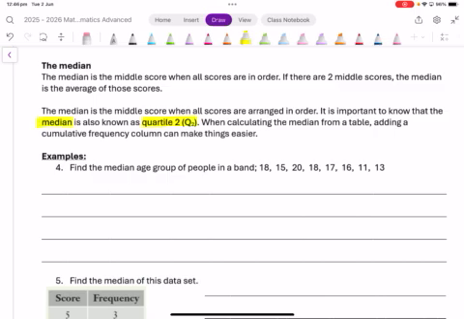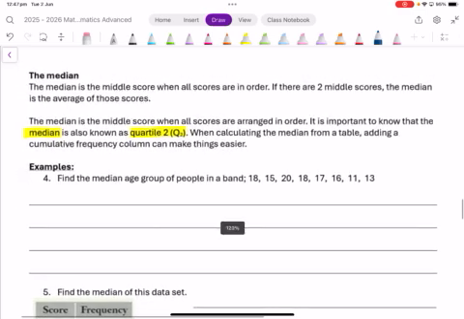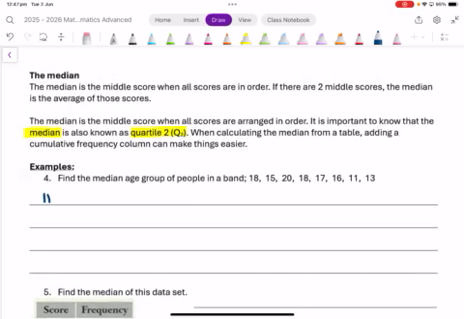When calculating the median from a table, adding the cumulative frequency column can make things easier. So we want to find the median age of people in a band. They are of ages 18, 15, 20, 18, 17, 16, 11, and 13. The first thing we need to do is put our scores in ascending order. So we will have 11, 13, 15, 16, 17, 18, 18 again, and 20.